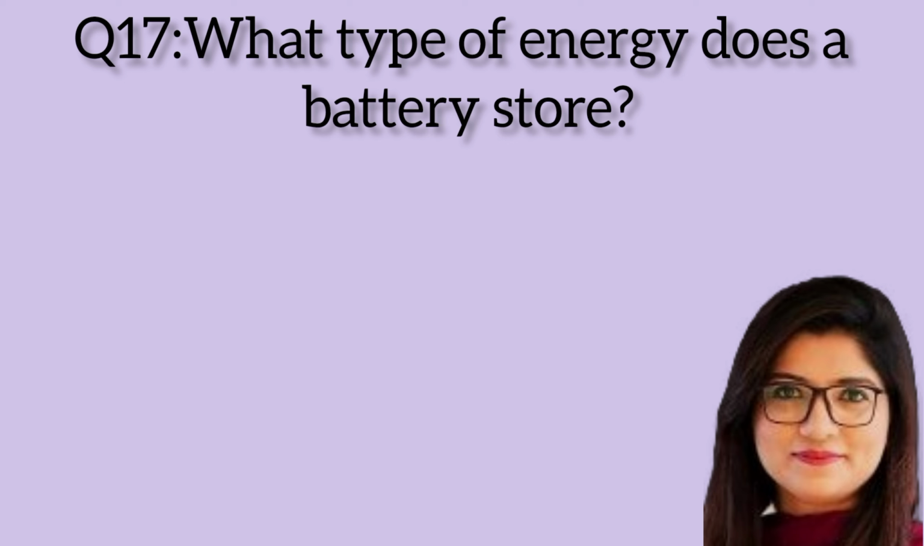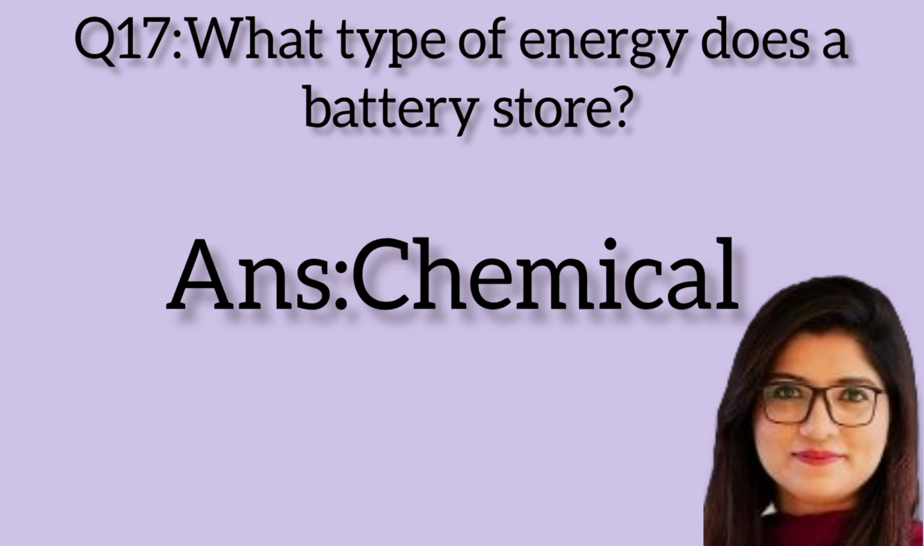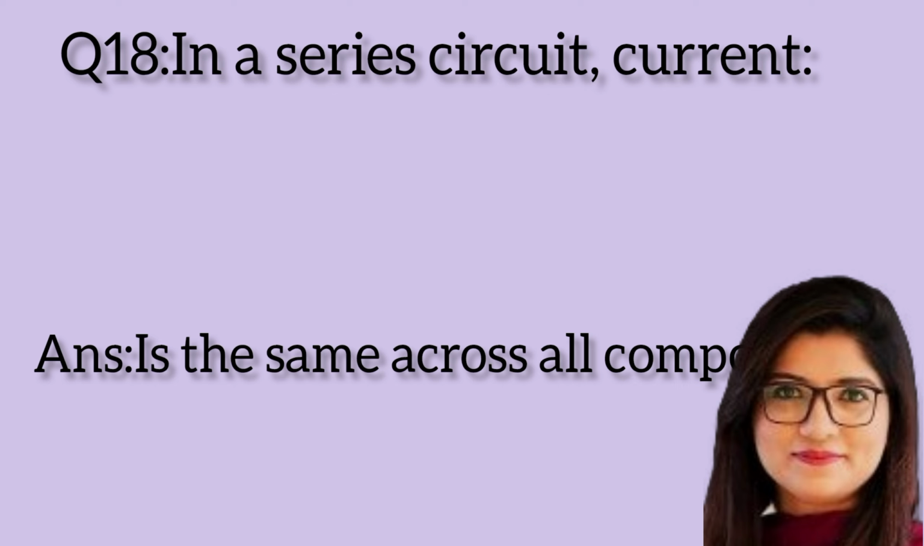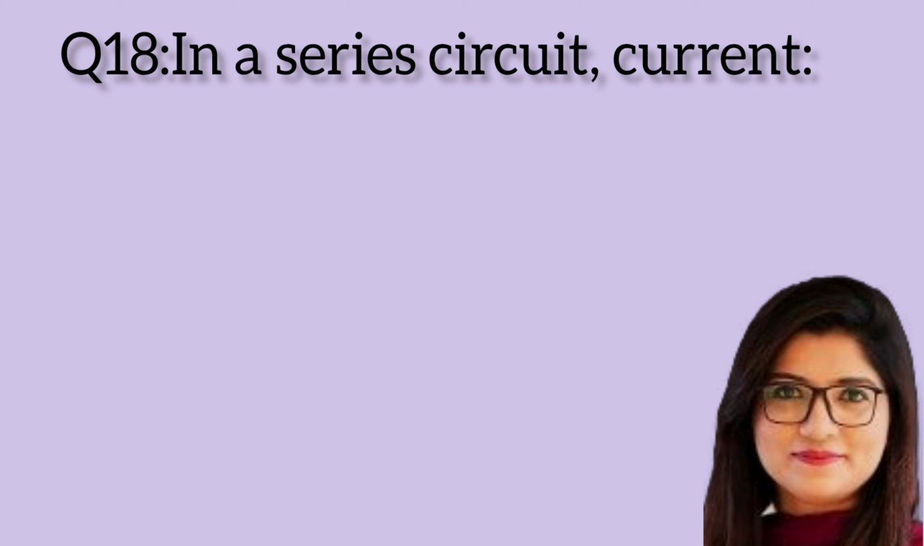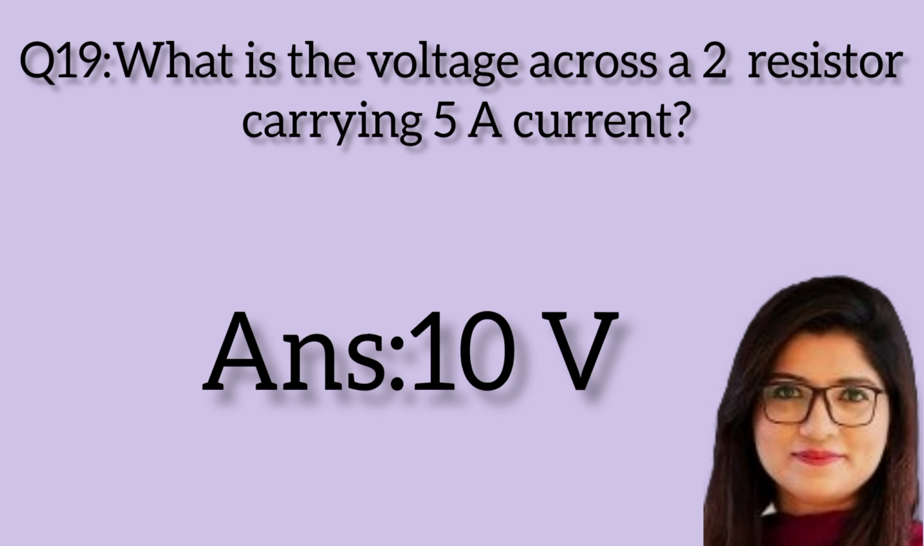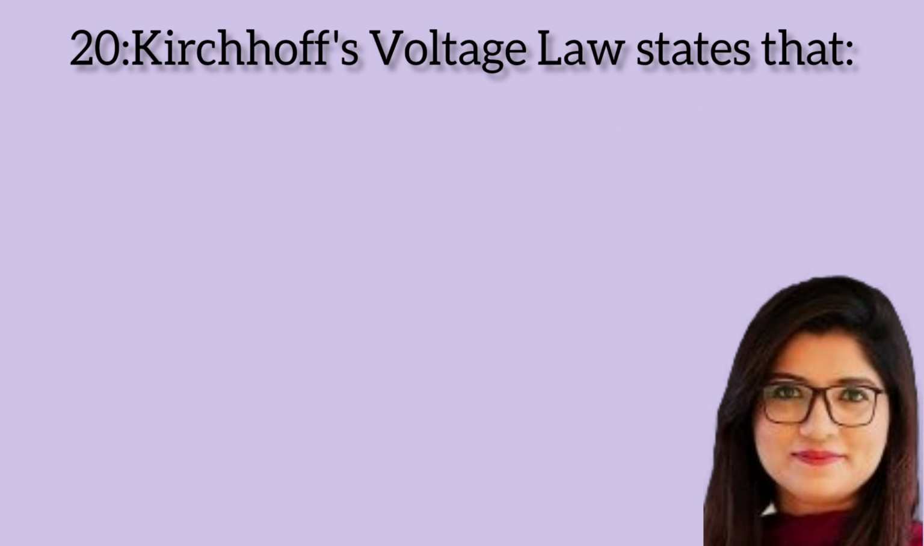Question 17. What type of energy does a battery store? Answer: chemical. Question 18. In a series circuit, current is the same across all components. Question 19. What is the voltage across two resistors carrying 5A current? Answer: 10 volt.